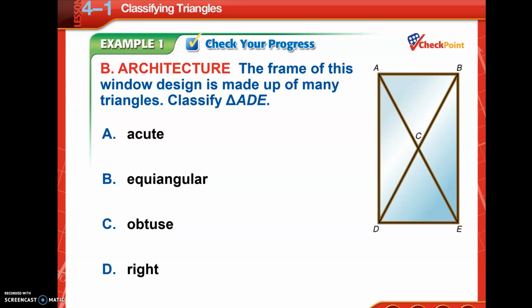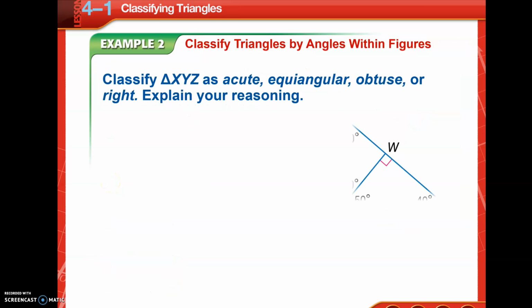We are classifying A, D, E. When I look at A to D to E, that draws this triangle right here, and I can see that this angle right here, for that window, is 90 degrees. Since it has one 90-degree angle, it is considered right. Acute is the only one where all of them are acute. Otherwise, these just have one of the types of angles, and equiangular means equal angles.